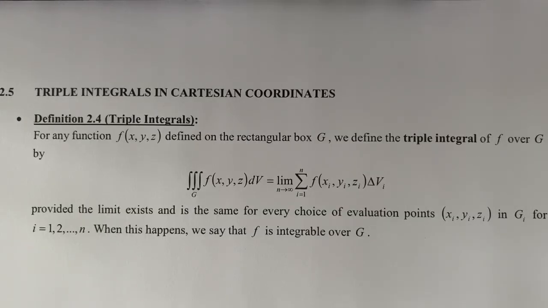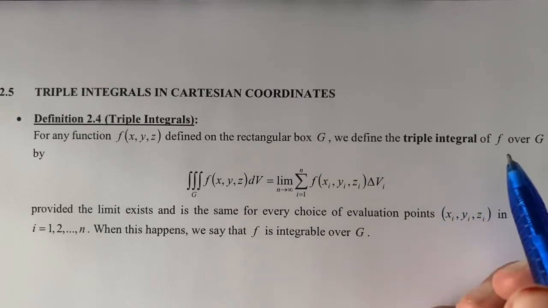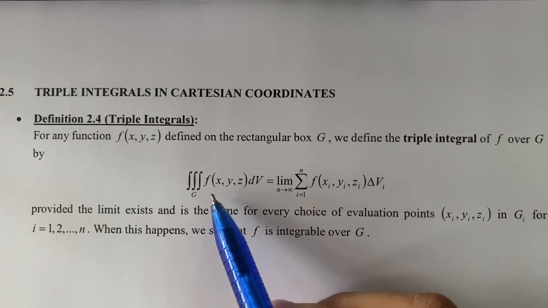Okay, moving to subtopic 2.5, triple integrals in Cartesian coordinates. Definition 2.4 is about the triple integrals. A three-variable function f(x, y, z) is defined on a rectangular box. We define the triple integral of f over G as this.